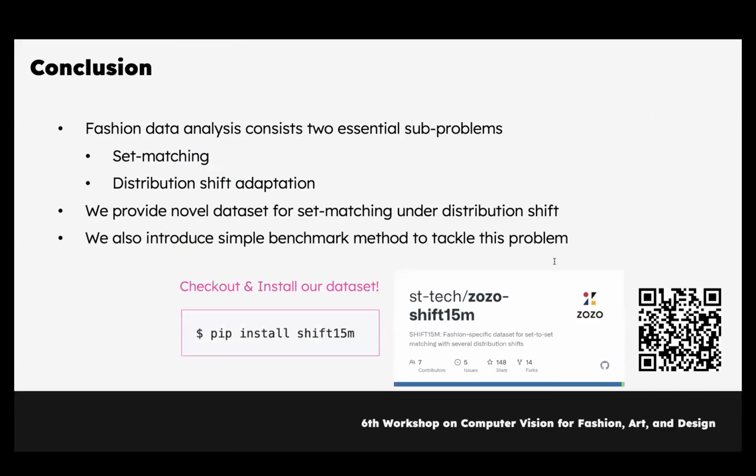So finally, let me conclude our presentation. First, we introduced that fashion data analysis consists of two essential sub-problems, namely set matching and distribution shift adaptation. Both of them are essential and we need to handle them. Next, we provide the novel dataset Shift15M for set matching and distribution shift assumption. Our dataset is accumulated over a decade and includes several distribution shift properties. We also introduce simple benchmark methods to tackle this problem and show the necessity of distribution shift adaptation.